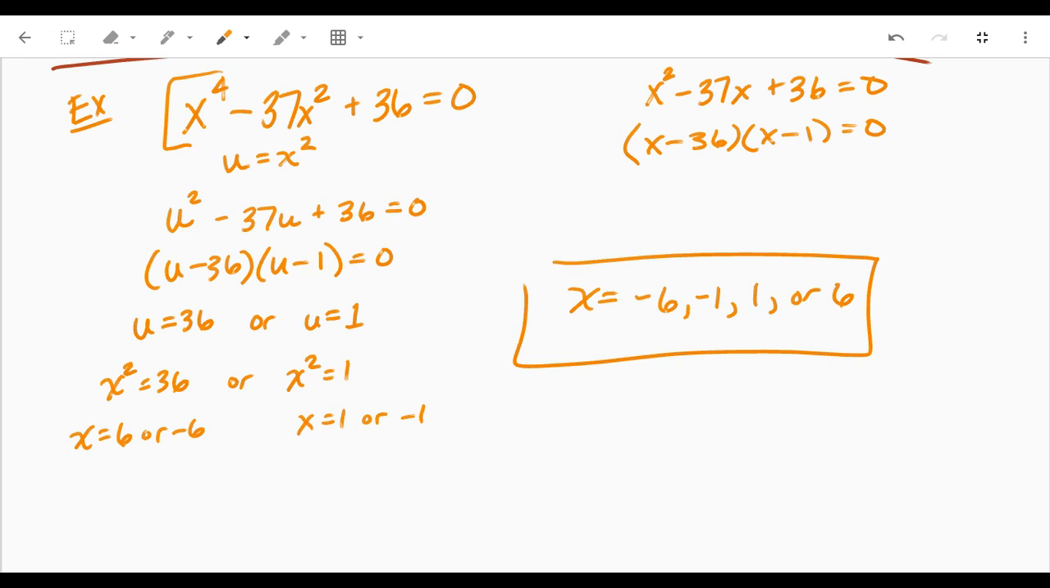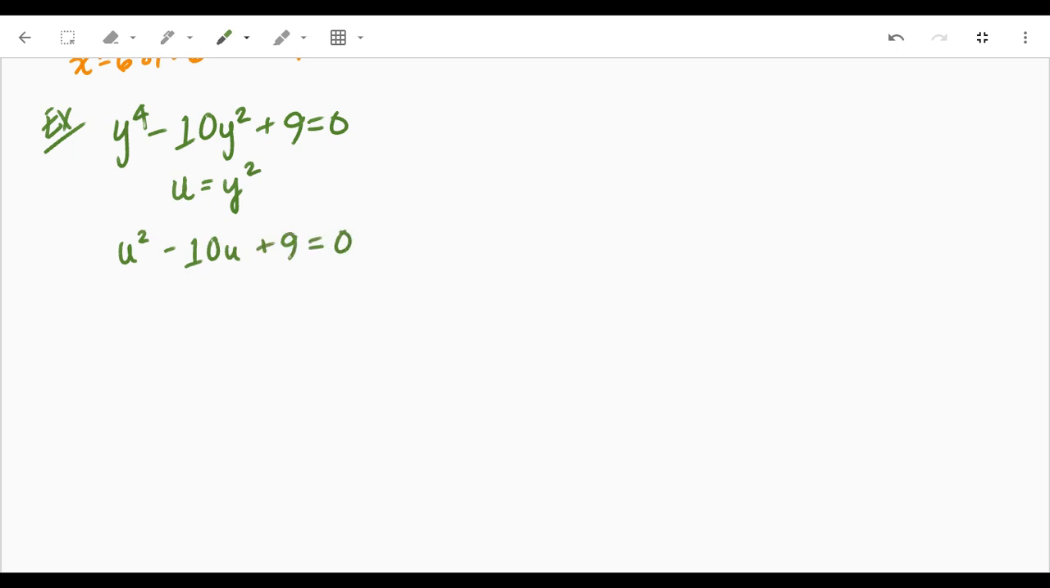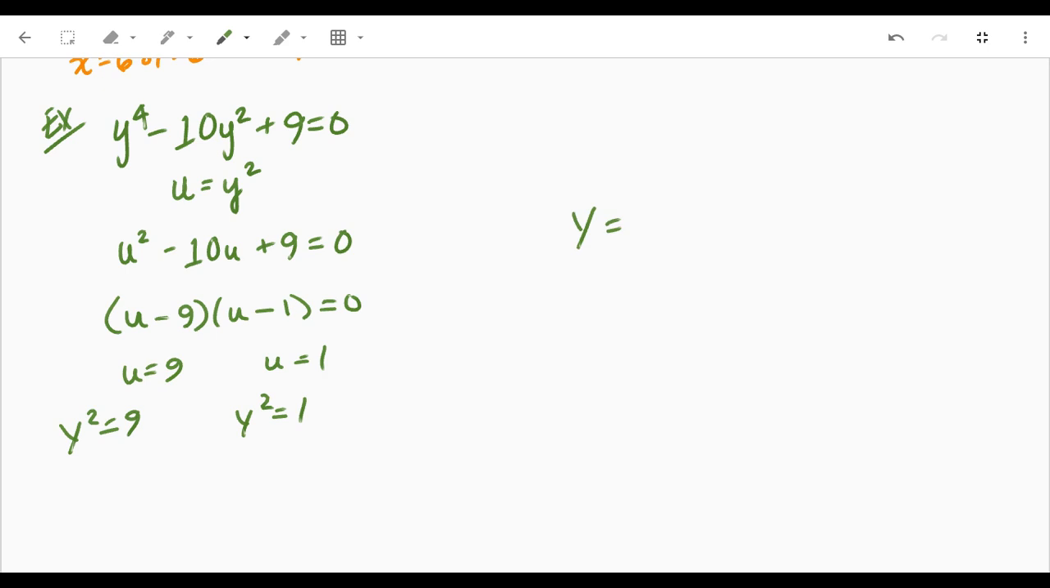So I'll do another one for you. In this one we have y to the 4th minus 10y squared plus 9 equals 0. So we can make our little u equal y squared. So we'd have u squared minus 10u plus 9 equals 0. So we can factor that, u minus 9, u minus 1. So u is 9, or u is 1, which means y squared is 9, or y squared is 1, which means y equals negative 1, positive 1, or negative 3, positive 3. Just like that. And that's it.